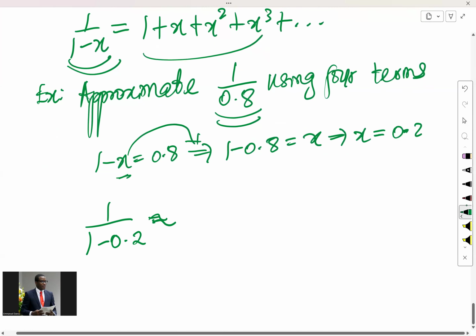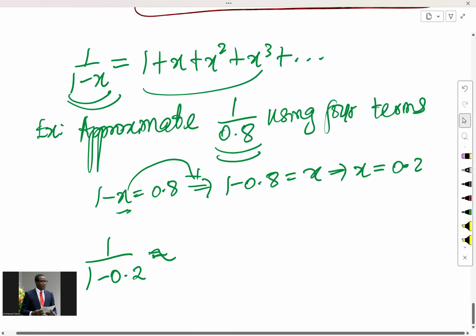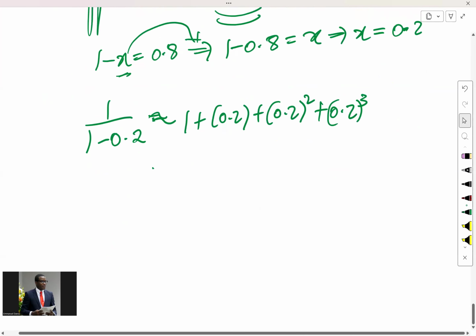So this is approximately, since we are using 4 terms, the first term is 1, the second term is x, so we have 0.2. The third term is 0.2 raised to power 2. The fourth term is 0.2 raised to power 3. That's the approximated value. And the answer here is 1.248.